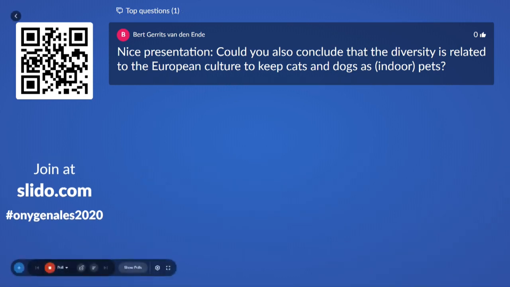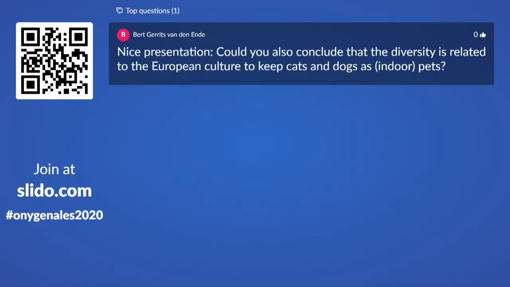Is the diversity related to the European culture of keeping cats and dogs as indoor pets? Yes, this could be, of course, a reason. And yes, the reason is also that there is an increasing movement of animals throughout Europe, much more than in the past, and this could explain the circulation of various genotypes all over Europe. And as I told before, all these hypotheses could be clarified when we could make new exams, and I would like to examine also samples of animal origin from Asia and, for example, also from Africa would be very, very interesting.